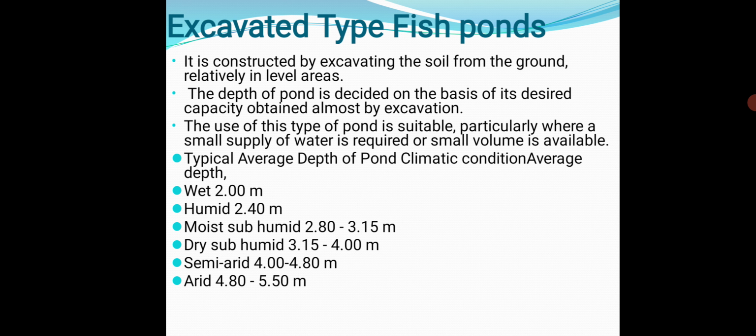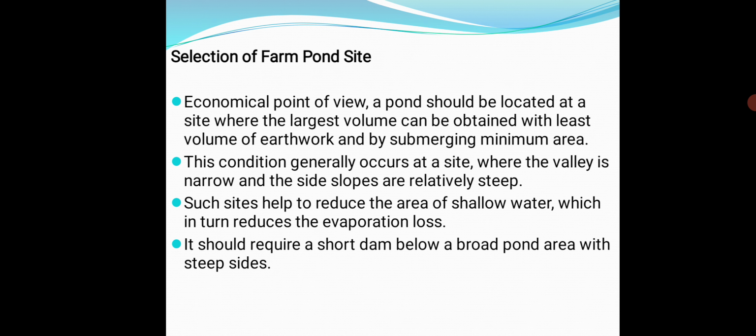A typical average depth of pond by climatic condition: average depth, humid 2 to 2.40 meter, moist subhumid 2.80 to 3.15 meter, dry subhumid 3.15 to 4 meters, semi-arid 4 to 4.80 meters, and arid 4.80 to 5.50 meters.